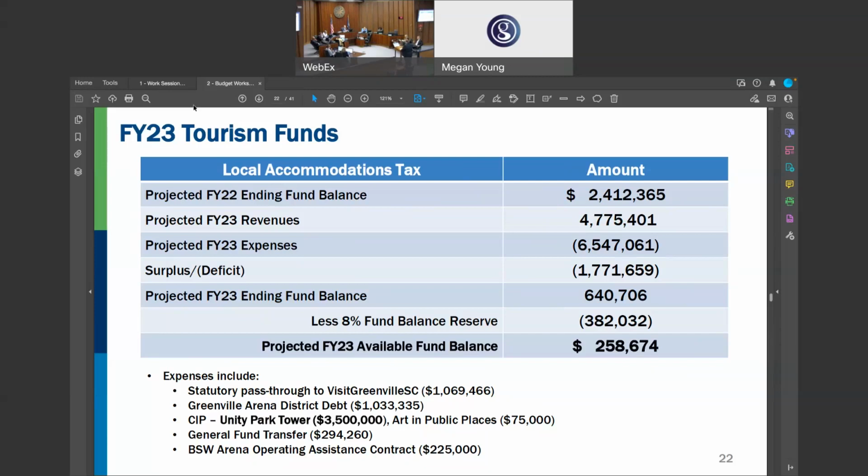So for the uses, you can see we pay Visit Greenville about $1 million out of that based on revenues. Our arena debt will be just over $1 million. And so we'll get a general fund transfer for collection costs and some reimbursement for tourism related expenses. And then the final year of our current operating contracts for support for the Bon Secours Wellness Arena. For the CIP, $3.5 million is proposed for the remainder of the city share of the Unity Park Honor Tower project.